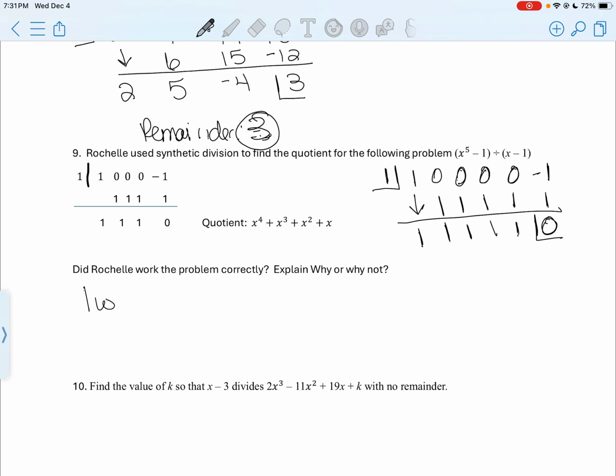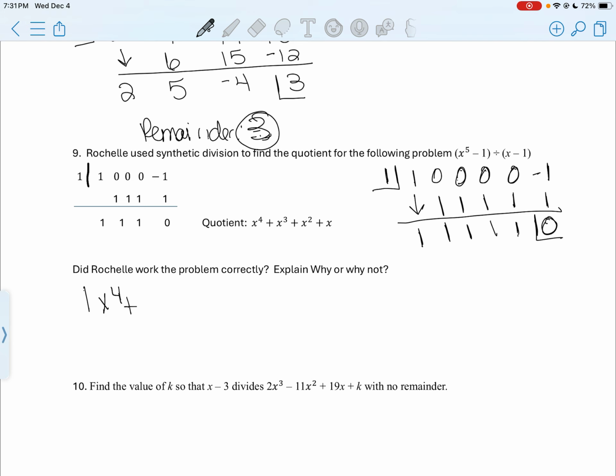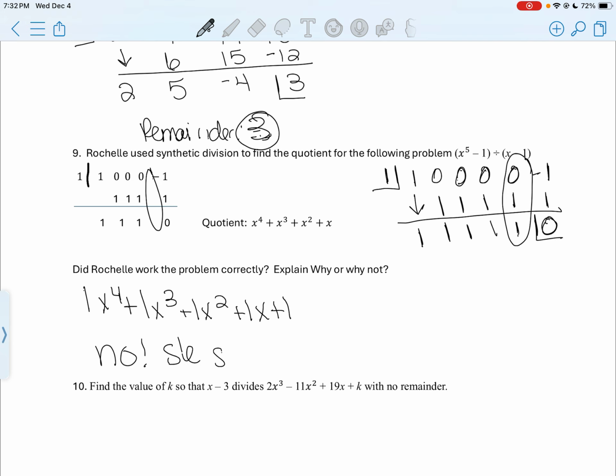So my final answer is 1x to the 4th plus 1x cubed plus 1x squared plus 1x plus 1. Sorry, I said w; this is x. She did not solve this correctly. Why? Because she's missing a term. She skipped a term.